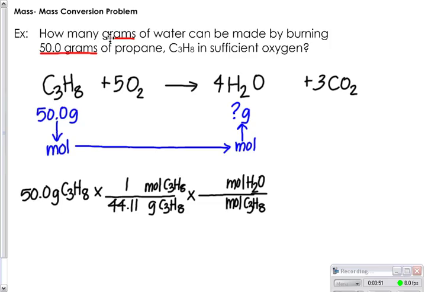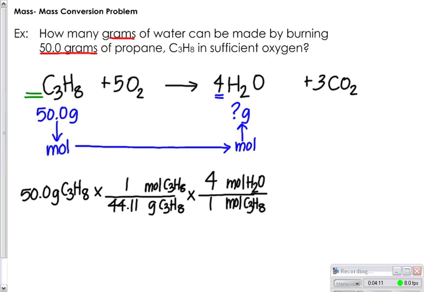The coefficient in front of the water is a 4. So therefore, we want to use a 4 for our number of moles of H2O. If you look at the coefficient in front of C3H8, it's an understood 1. So we put a 1 in front of moles of C3H8.